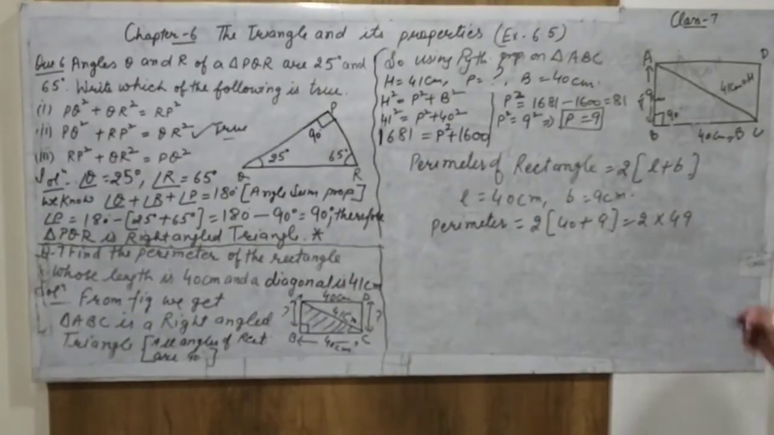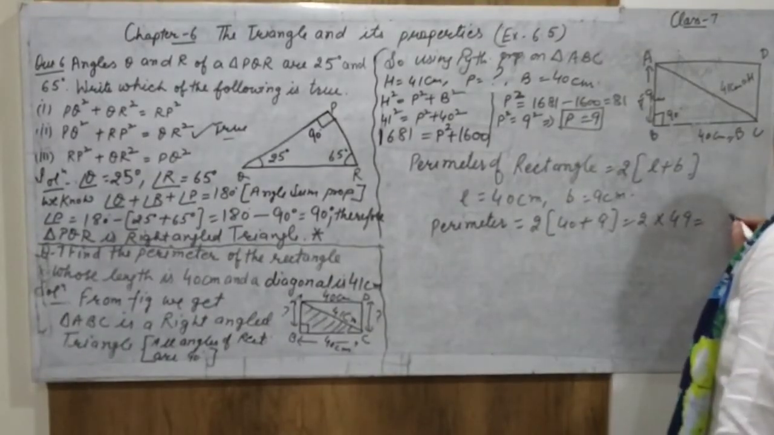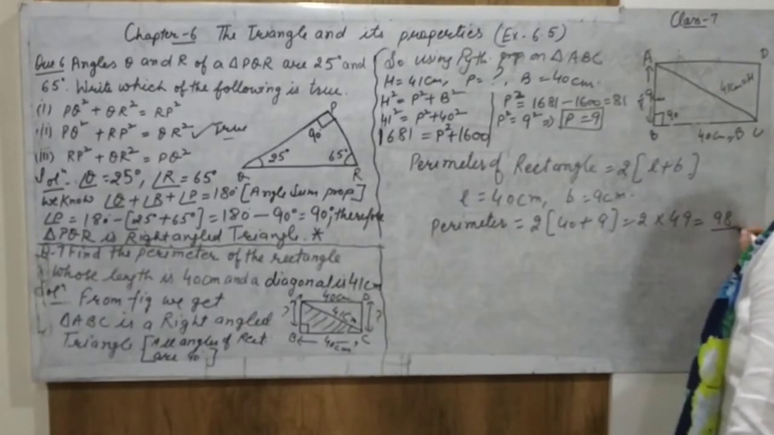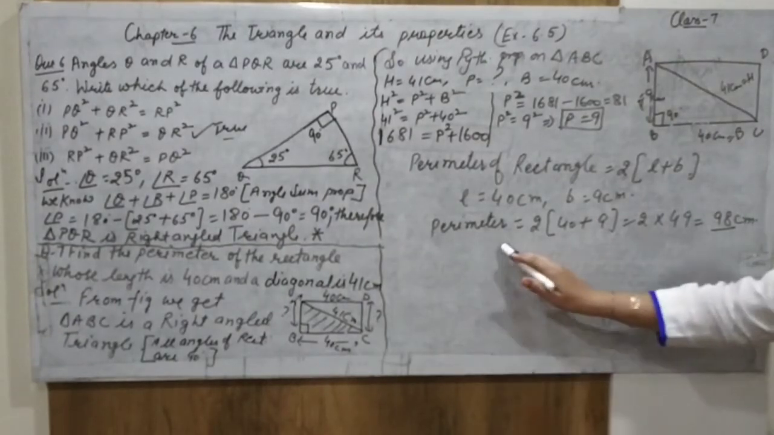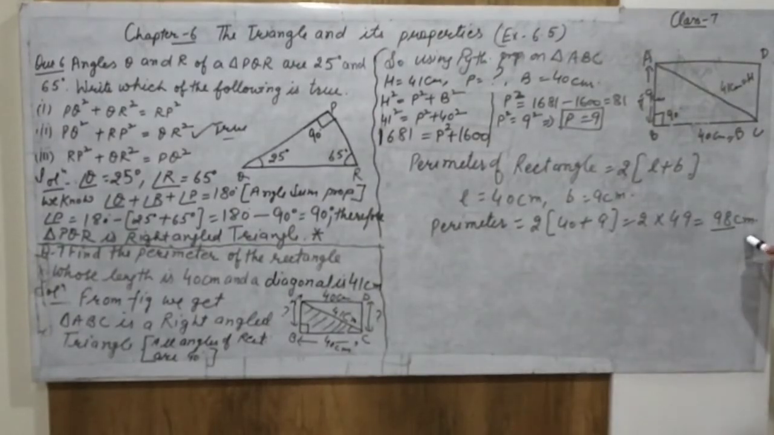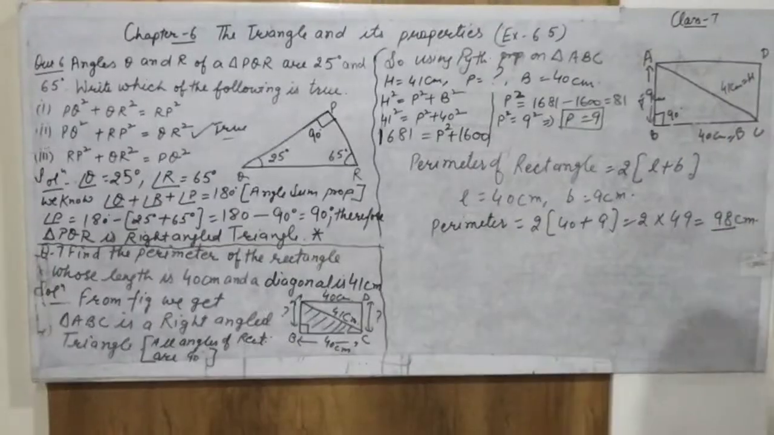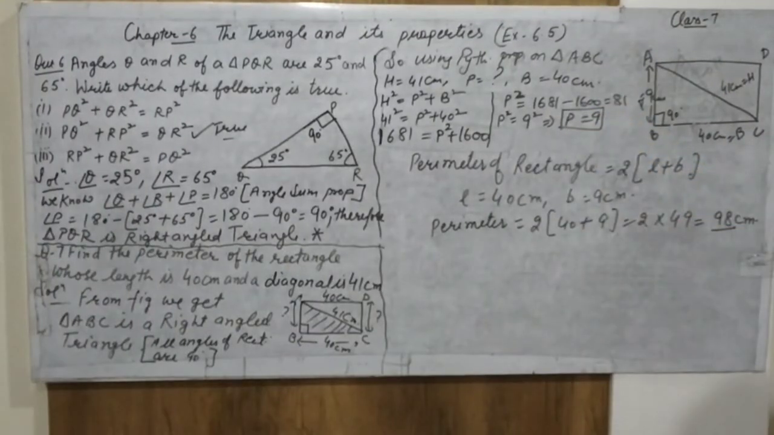What we get? 98 centimeter, because perimeter is also in the centimeter. So we get perimeter of the rectangle is equal to 98 centimeter. First we find out the breadth, then we find out the perimeter. I hope you understand how we can use the right angle triangle, how we can use the Pythagoras property, and then we find out the perimeter of the rectangle.